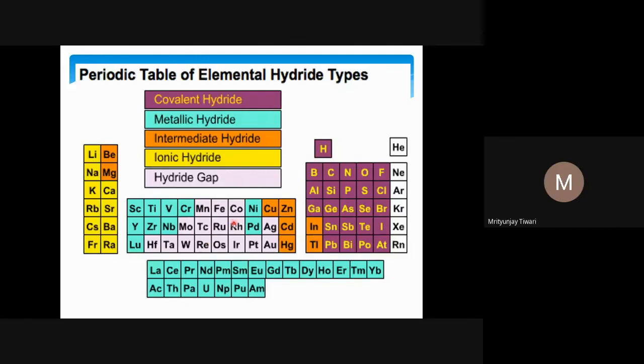And the d- and f-block elements we have seen form metallic hydrides. The f-block elements, lanthanides and actinides, form metallic hydrides. However, not all the d-block elements form metallic hydrides. We have seen this exclusively: manganese, iron, and cobalt, the 7th, 8th, and 9th groups, do not form hydrides. However, among other group elements, some do form hydrides, and some do not.